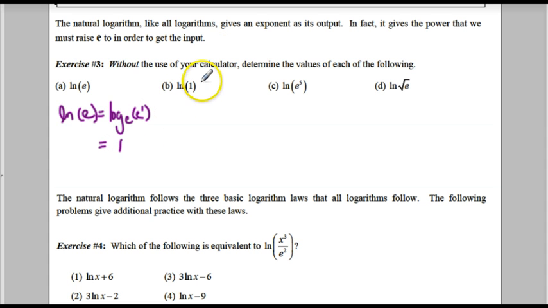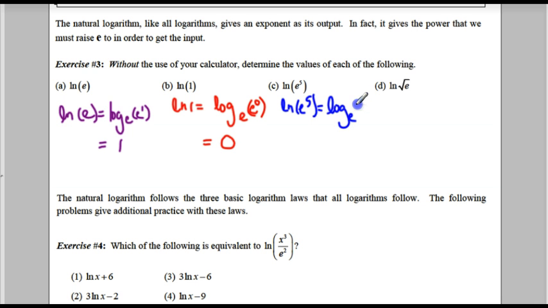For example, ln of 1 is going to be the log base e of e to the 0 power, because e to the 0 power is 1. So then this becomes 0. Same goes for this: the ln of e to the 5th is the same thing as saying the log to the base e of e to the 5th. My answer will be 5.